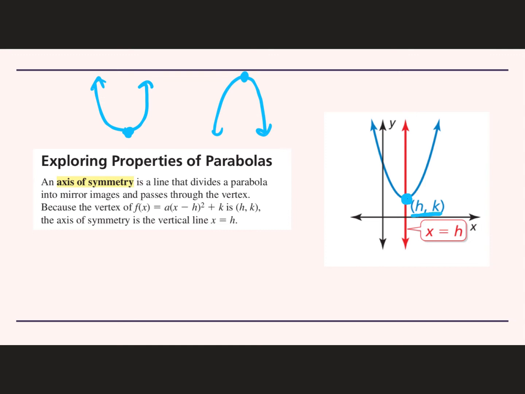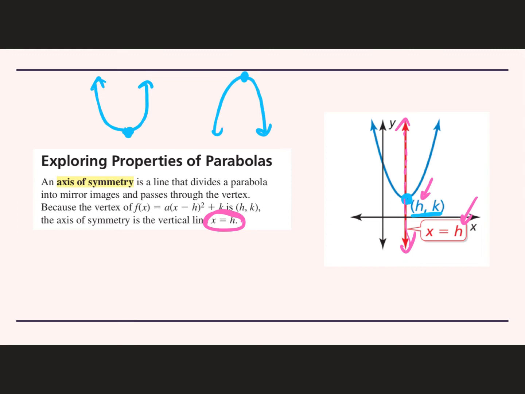But we also have this thing called the axis of symmetry. The axis of symmetry is a line that divides the parabola into mirror images and passes through the vertex. It's the equation of a line, which is just x is equal to h. Because it's the x value, we just use whatever our h value is and repeat it in our axis of symmetry line.